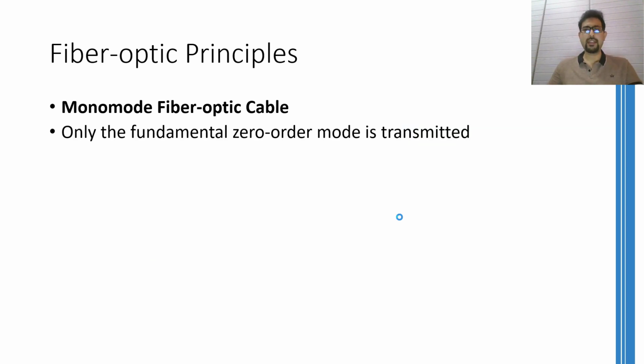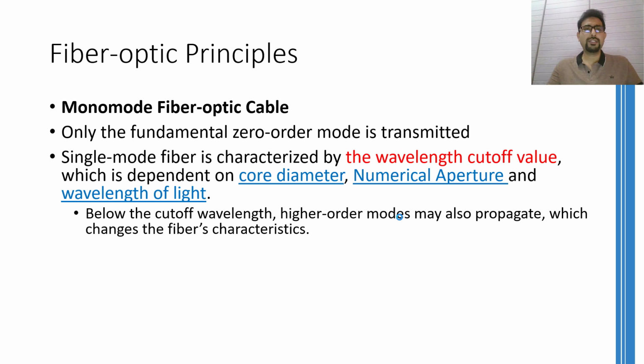As I have already said, the monomode fiber optic cable will only allow the zero mode to travel in the core. This is ensured by a number of factors, out of which the most important one is the wavelength cutoff value. This is the wavelength or the frequency of the light that is used with the monomode fiber optic cable. Apart from the wavelength, the core diameter and the numerical aperture are also responsible for allowing only zero mode to travel through the core.